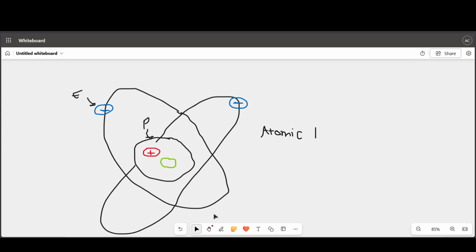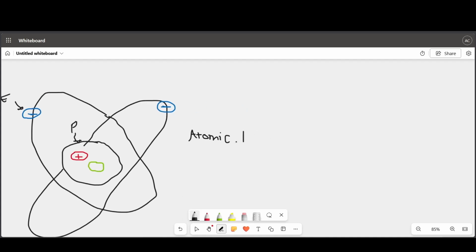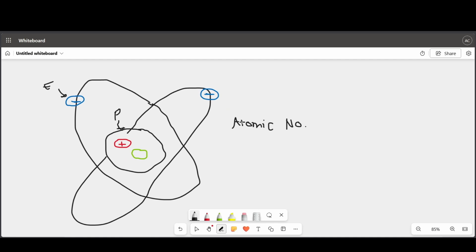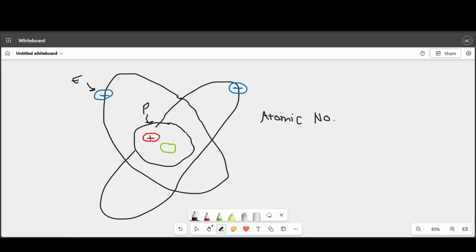So we got here atomic number. So let's just assume that this atom right here is a hydrogen atom, but that will be very unlikely because hydrogen atoms only have a single proton inside of the nucleus. So let's assume a hydrogen.